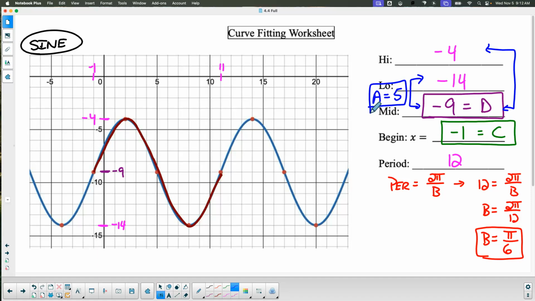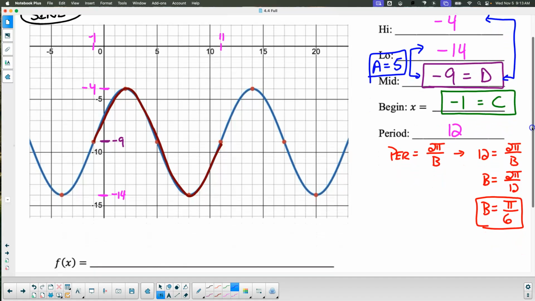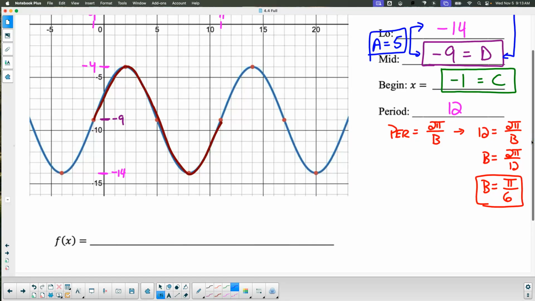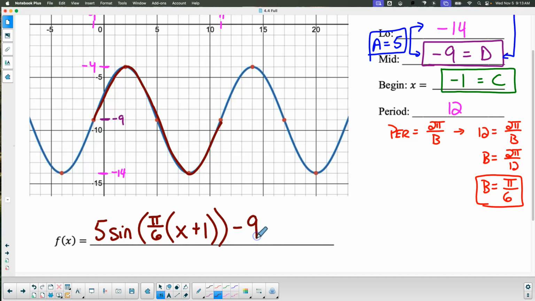So now I can write my sine function. So f of x is going to equal 5 sine of pi over 6 times the quantity x minus negative 1, so I'm going to put plus 1, then minus 9.